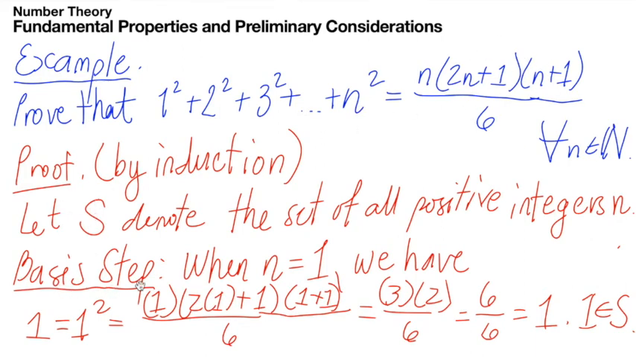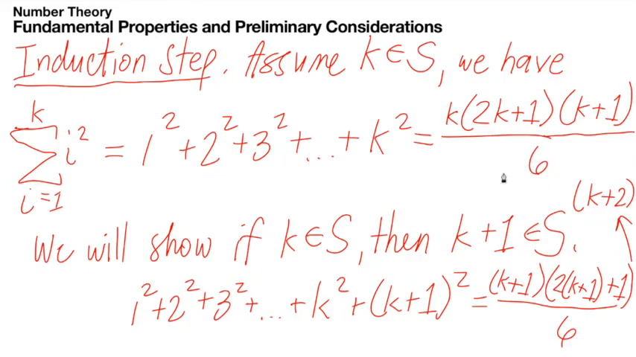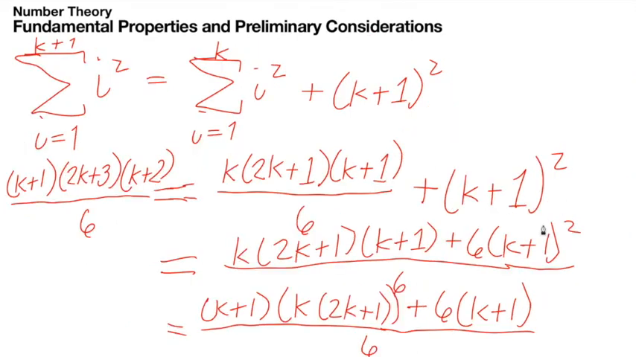We have proved in the basis step that 1 equals 1 here. So substitute 1 in 1 squared, so this is equal to 1 also. That's 6 over 6, going to become 1. So the basis step holds. For the induction step, we assume that for an arbitrary k in S, that is a positive integer, this term is the one we want. So we will show that if k is in S, then it implies that k plus 1 is also in S. And we have shown by algebraic manipulation that it is true.